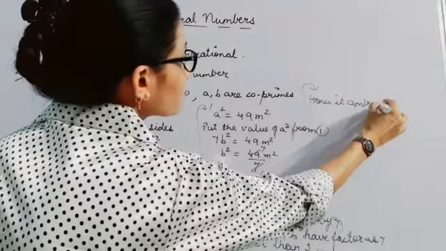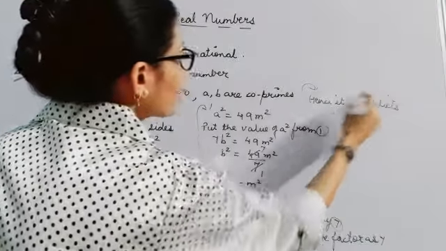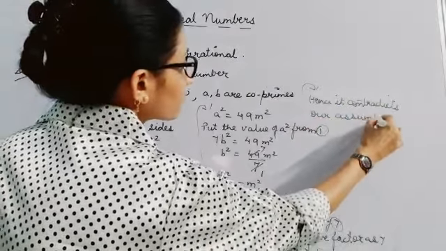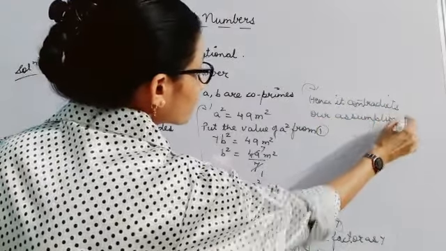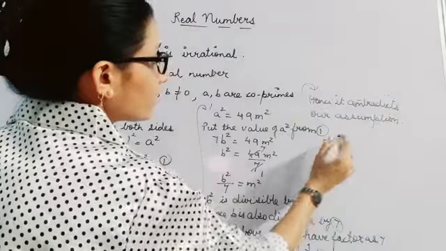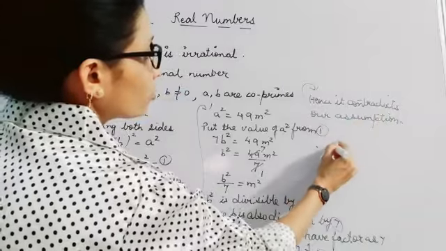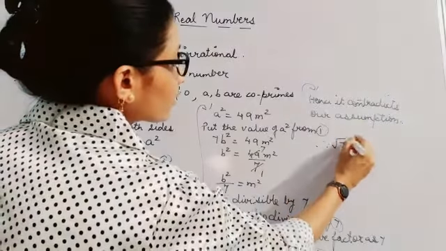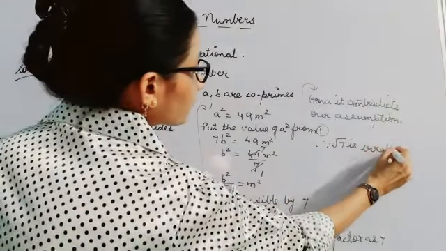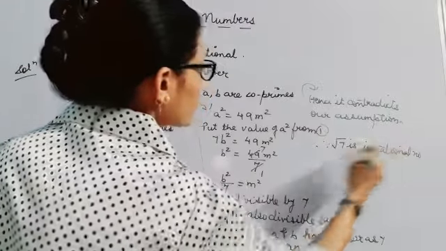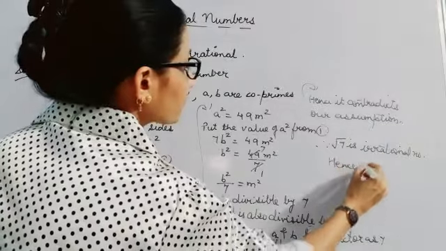Hence it contradicts our assumption. Therefore, root 7 is an irrational number. Hence proved.